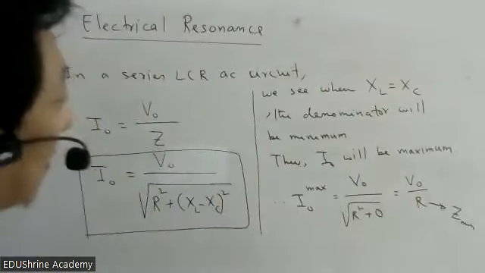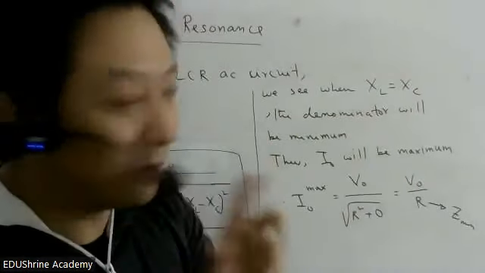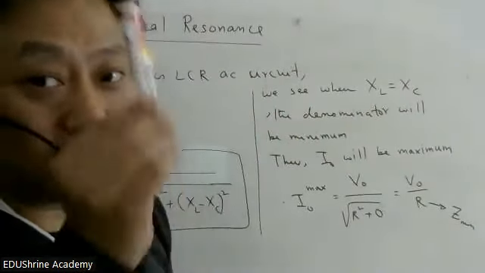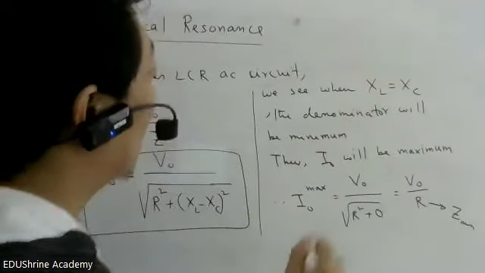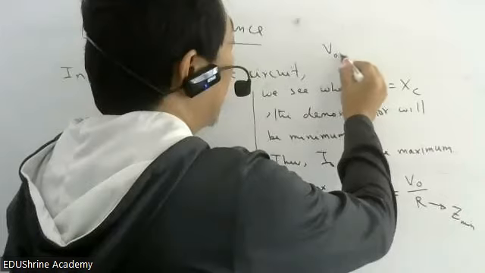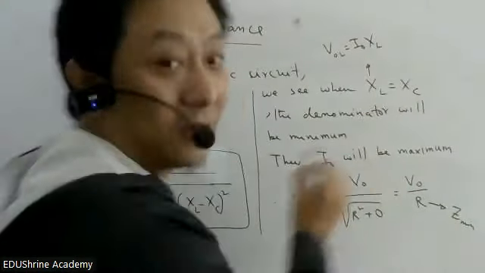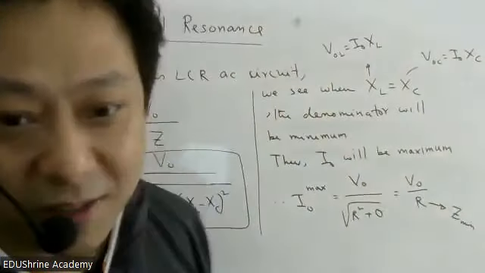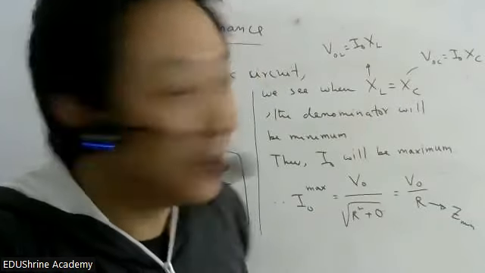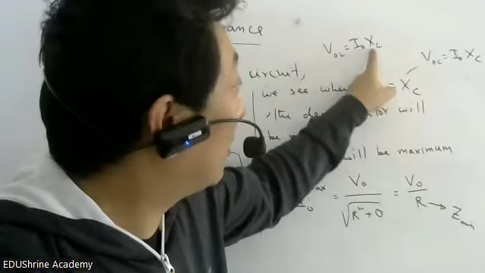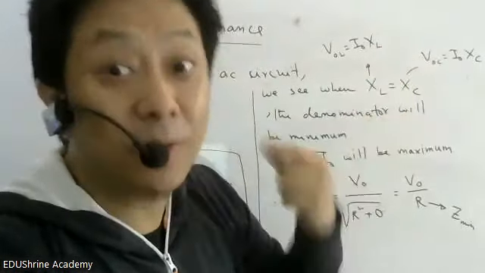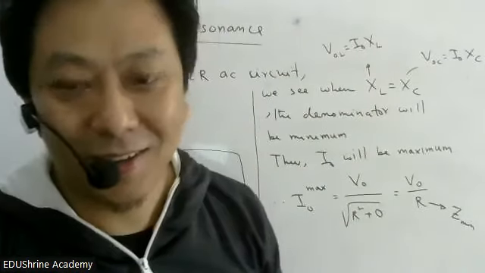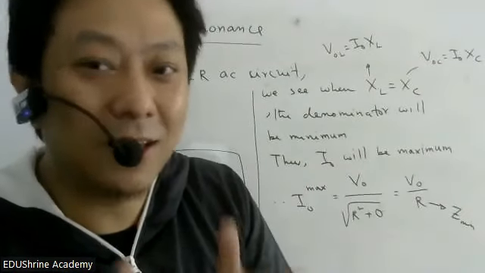And what is the maximum value of that peak current? V naught by R. Can you think, in the phasor diagram which I made, what is happening when XL is equal to XC? Your V naught L and your V naught C are exactly equal. Yes or no? Because XL is related to V naught L, I naught into XL, and XC is related to V naught C, current into resistance, but for a capacitor we write the resistance as XC, capacitive reactance. So when the reactances of capacitor and inductor are equal, I naught is already the same. V naught L and V naught C will cancel each other, and you will have only V naught R. So that's why the circuit is behaving as if there is only resistance.